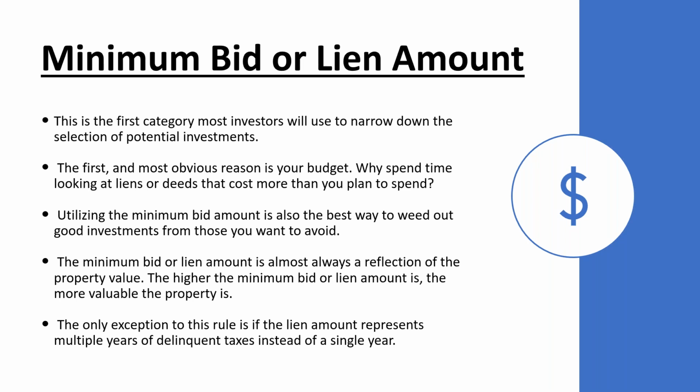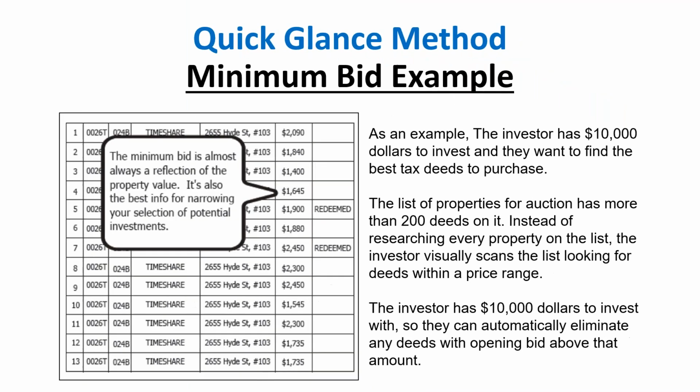It's really easy to eliminate everything that sits above a set price level. That's something that we do almost naturally when we're just looking at a list of potential things to buy. So if an investor has $10,000 to invest, they're going to look for deeds that fit within that. We may look at deeds that go all the way up to $10,000, but if we could get it near the minimum bid, maybe we'd look at deeds that would top out at maybe $9,000.